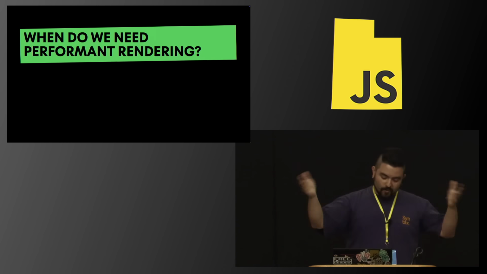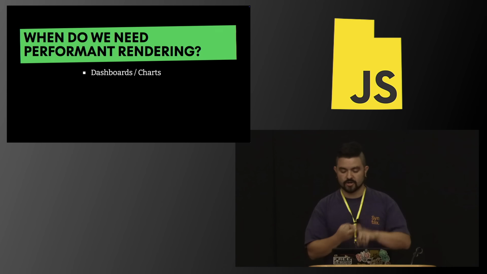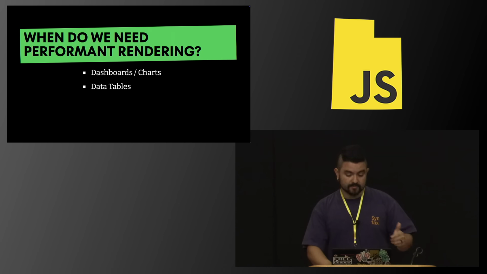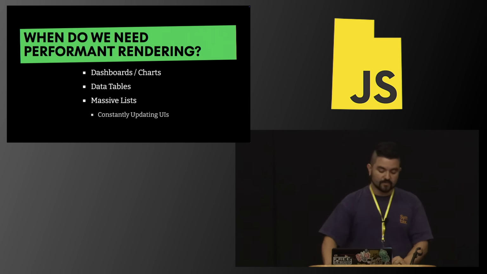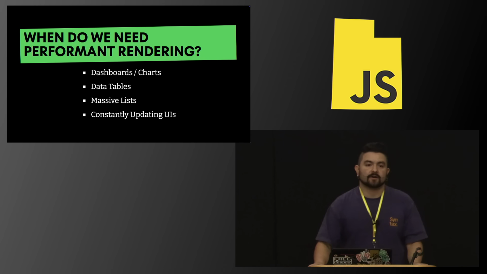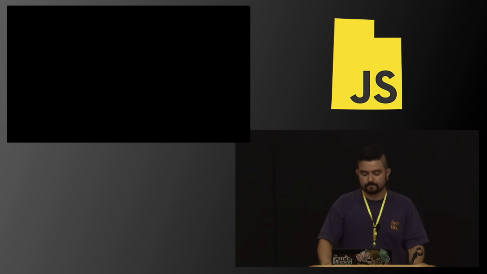So you might be wondering, why do we need performant rendering? Ultimately, it's for highly interactive UIs. So let's say you have dashboards, you have charts, anything that's really changing in the UI very often. Maybe data tables or massive lists of data. Really anything that's just constantly updating. That's when you need to care about rendering, and that's when something like the virtual DOM might actually break down.